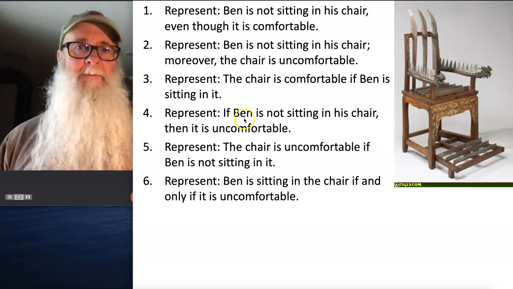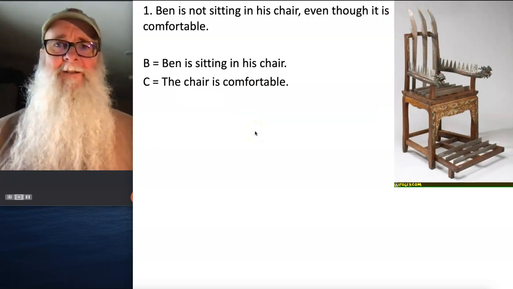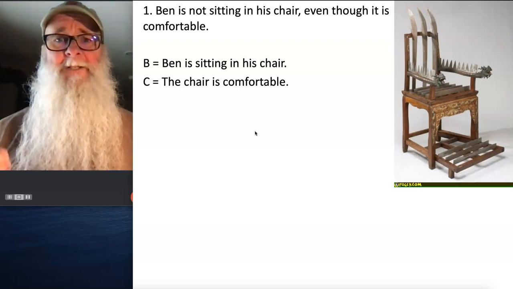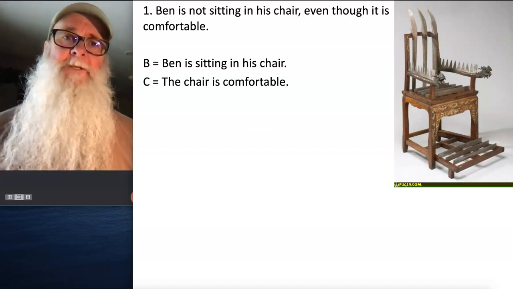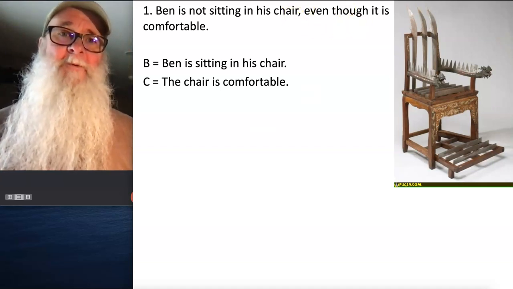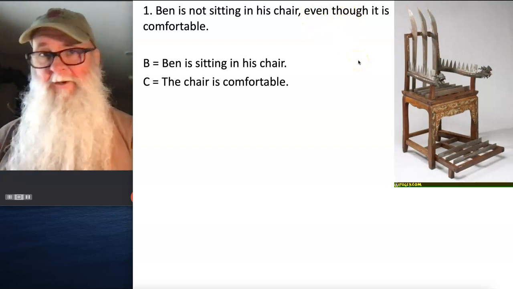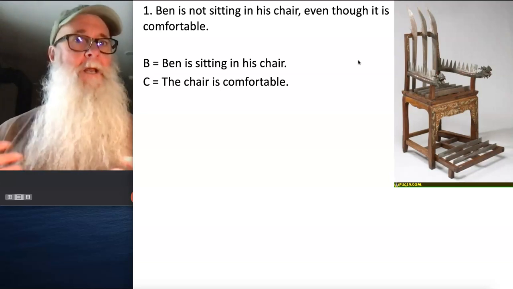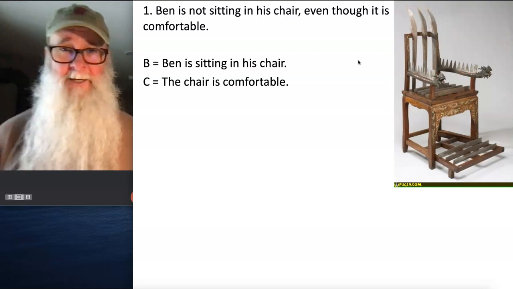All right, let's see what you did. So Ben is not sitting in his chair, even though it is uncomfortable. We're going to use the letter B to represent the statement Ben is sitting in his chair, the letter C to represent the chair is comfortable throughout this here. Okay, and I see a couple of things in this original statement that stand out to me as important. One is that we have this phrase even though, which functions a lot like the word furthermore, however, moreover, and, but. In other words, this is signaling conjunction, which means we're going to have a dot in our translation.